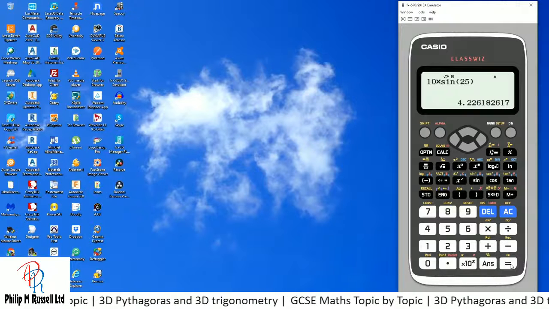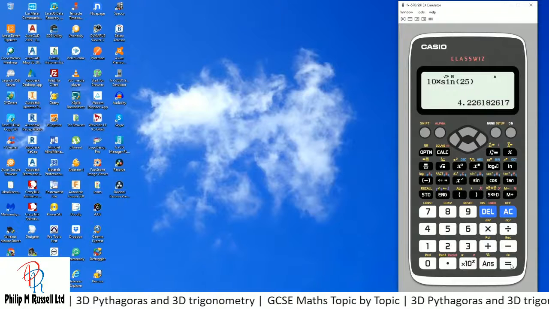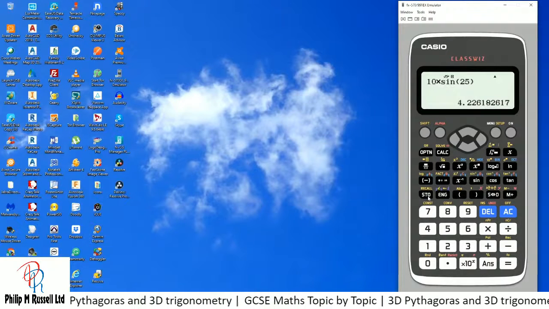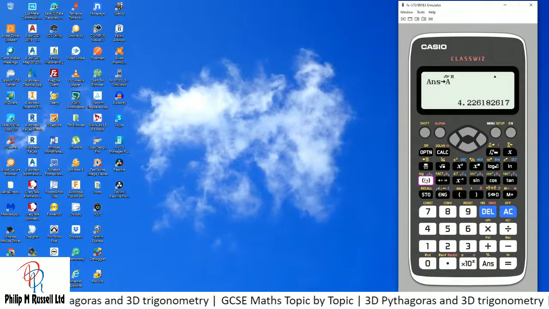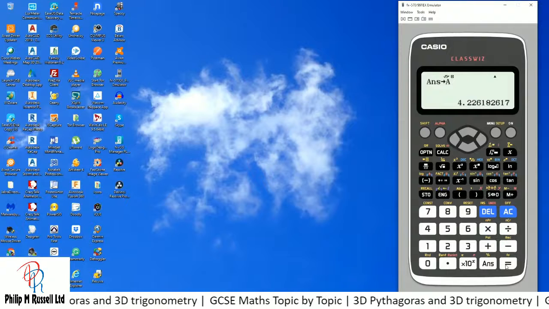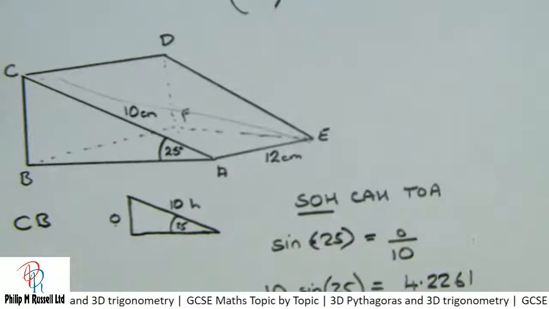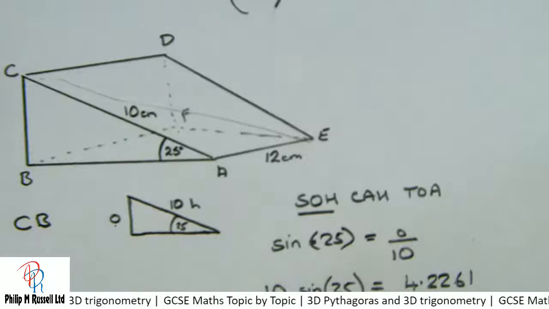Now, I might need this number. If I'm going to need this number, then what I could do is I could store this in my calculator. I'm going to put this in memory A. I might need it later. And then I've got its full number of decimal places. So we've now got the height of my cheese.